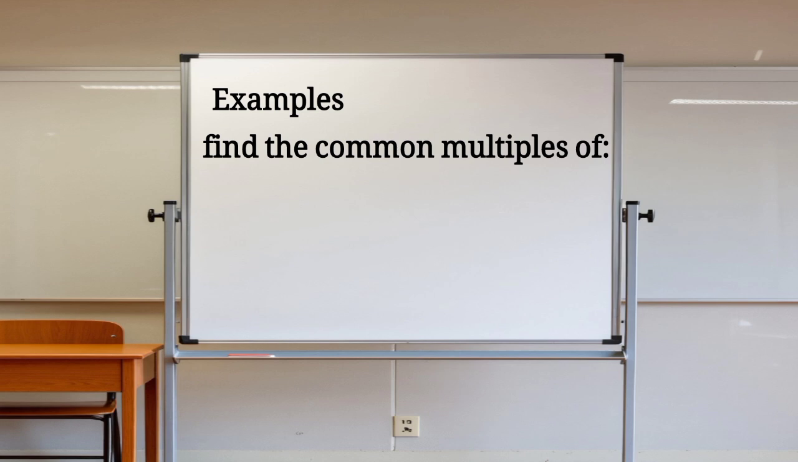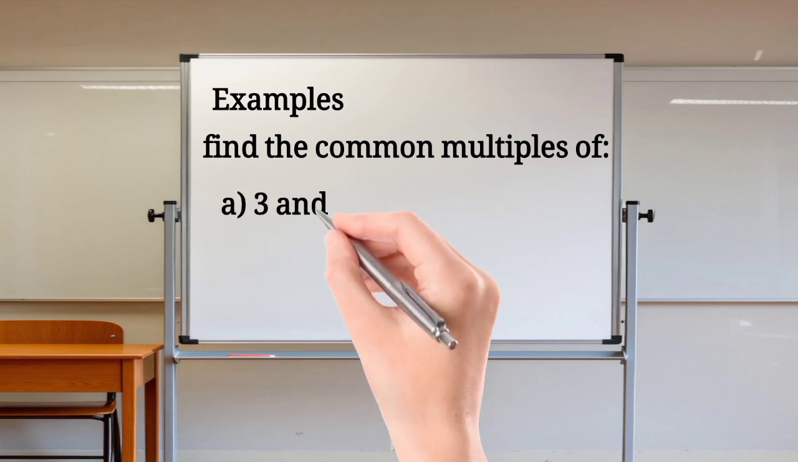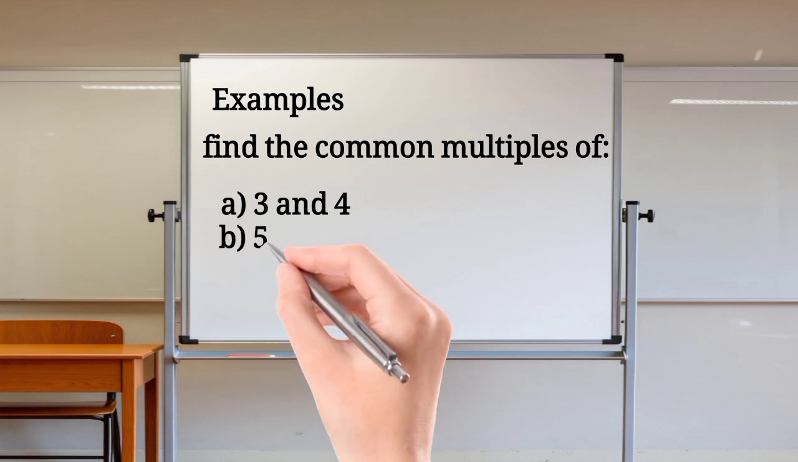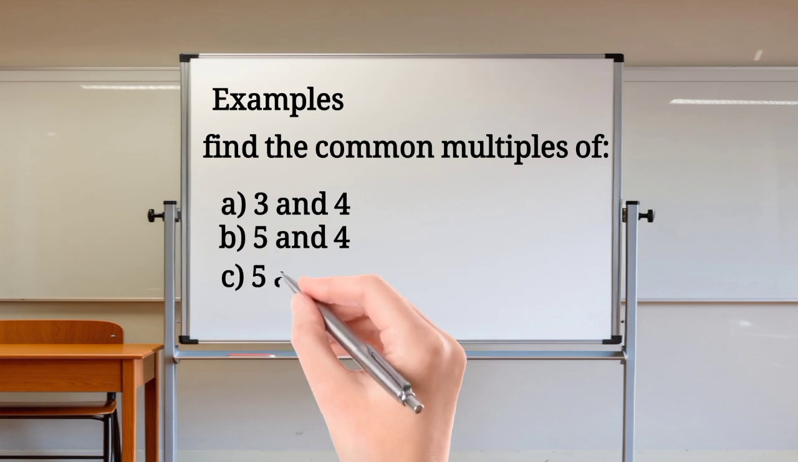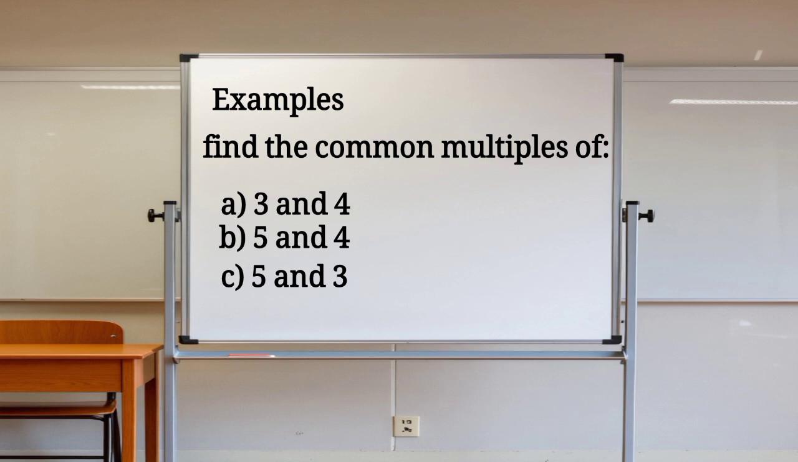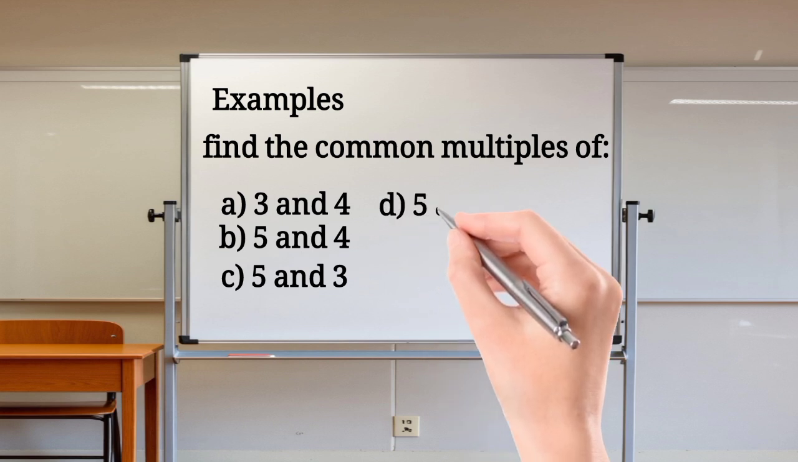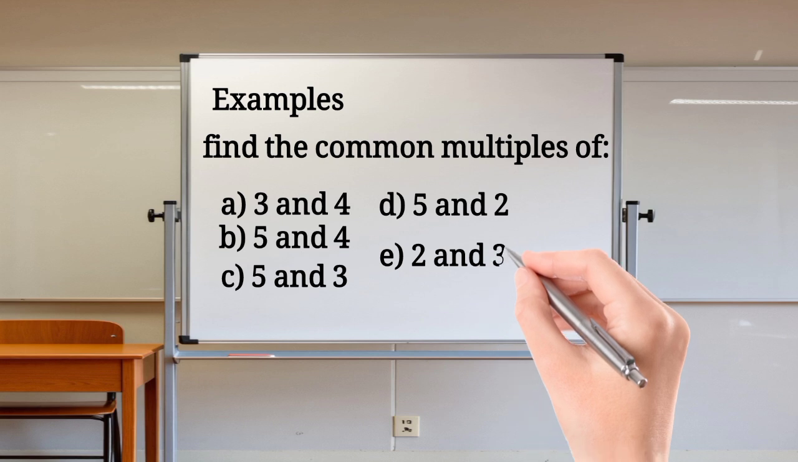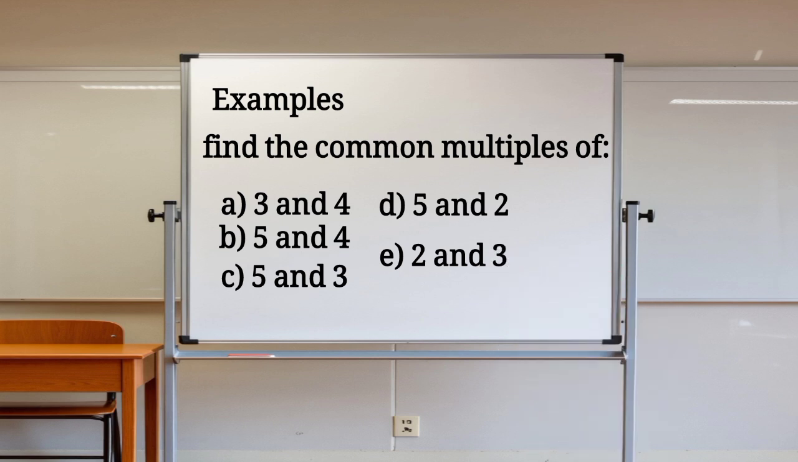So let's take a few questions. Question number 1, find the common multiple of 3 and 4. Question number 2, find the common multiple of 5 and 4. Number 3, find the common multiple of 5 and 3. Number 4, find the common multiple of 5 and 2. And number 5, the common multiple of 2 and 3. As usual, I'm going to solve 3 and you solve 2.